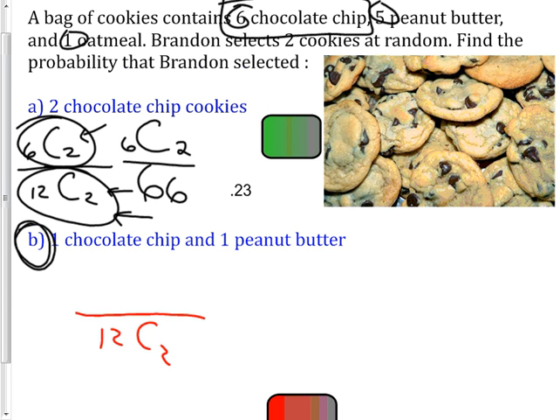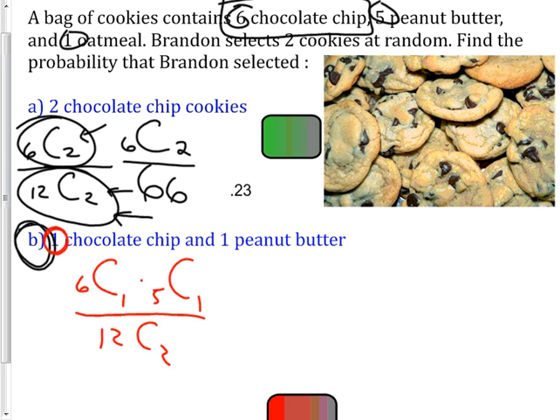There's something about the chocolate chip and the peanut butter, but you don't add them, actually. So, what do I do? 1 times 1? That doesn't make any sense. Okay, so what would the number be for the chocolate chip cookies? 6C what? Nope, I want 1 chocolate chip cookie. 6C what? Times the peanut butter cookies. There you go.